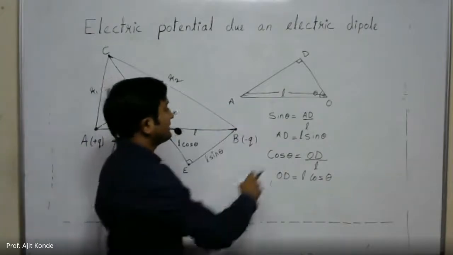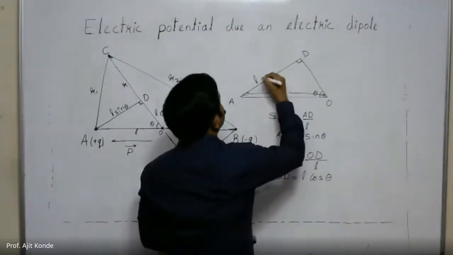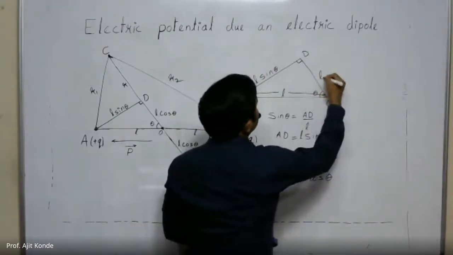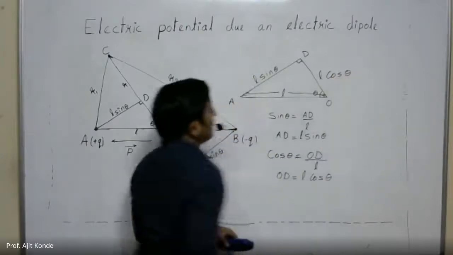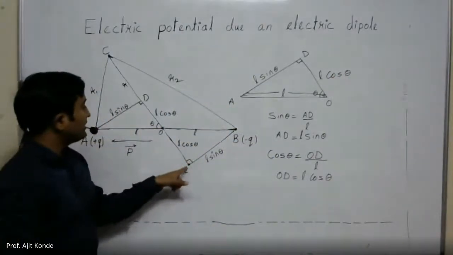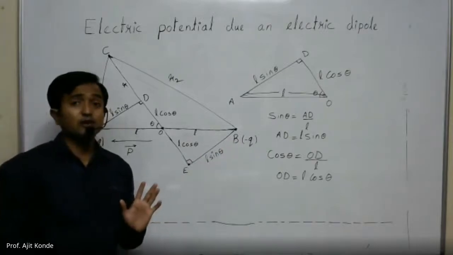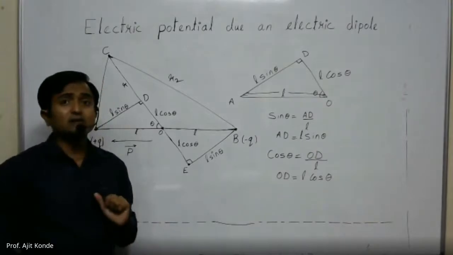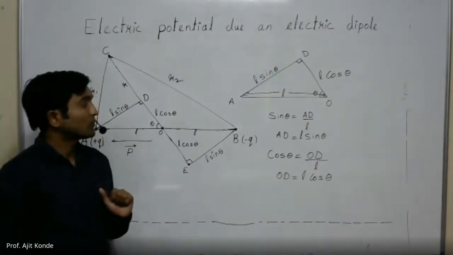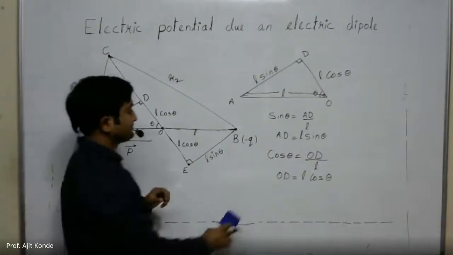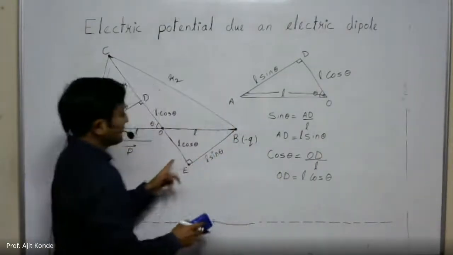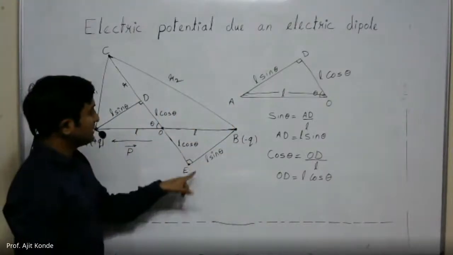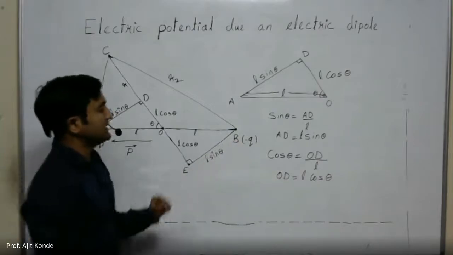Now you understand that we can write AD as L sin theta. We can write OD as L cos theta. And similarly for triangle EOB. Any doubt regarding this? No. Then I will rub this part. If you know this, similarly for this triangle, OE will be L cos theta and EB or BE will be L sin theta.